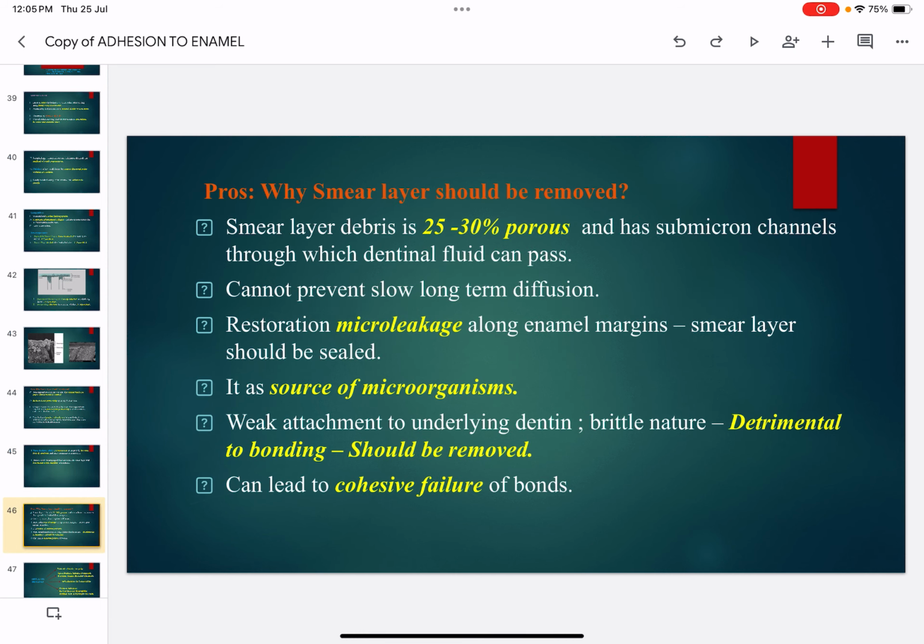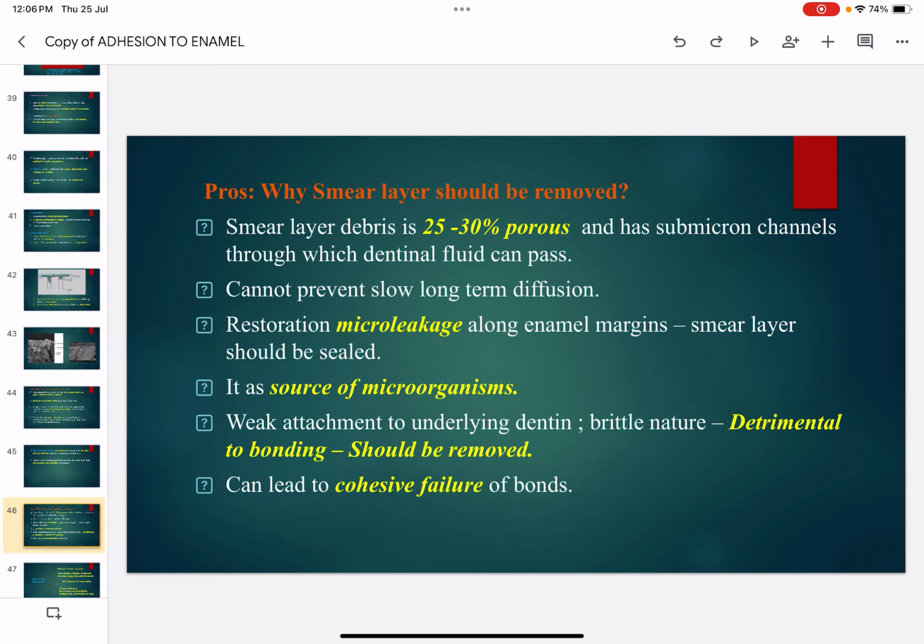Now let us see what are the pros of removing the smear layer. Authors who are supporting this school of thought believe that smear layer is actually a debris which is 25 to 30 percentage porous in nature and has submicron channels through which dentinal fluids can easily pass. So it will not be able to efficiently prevent long term diffusion of fluids because they are porous.